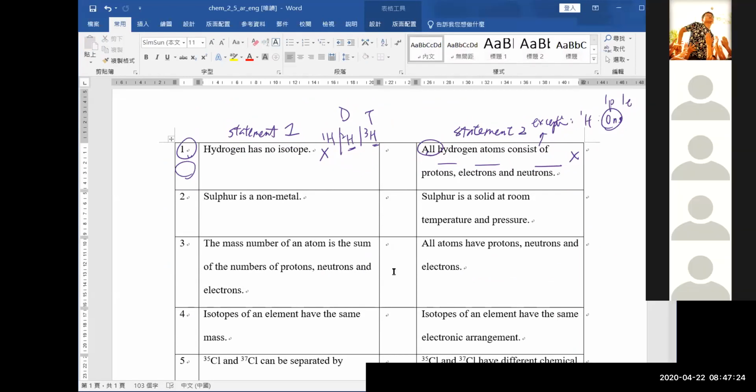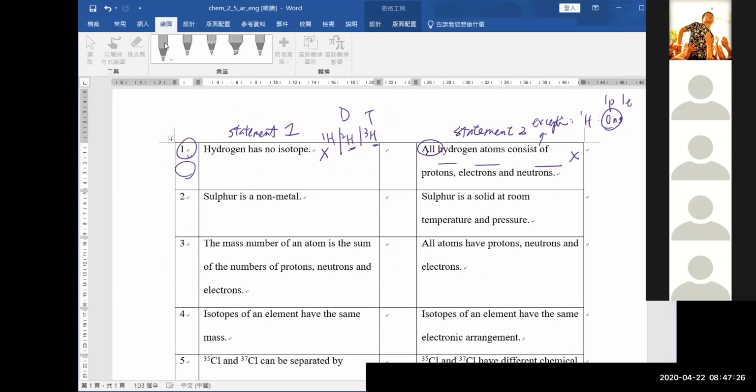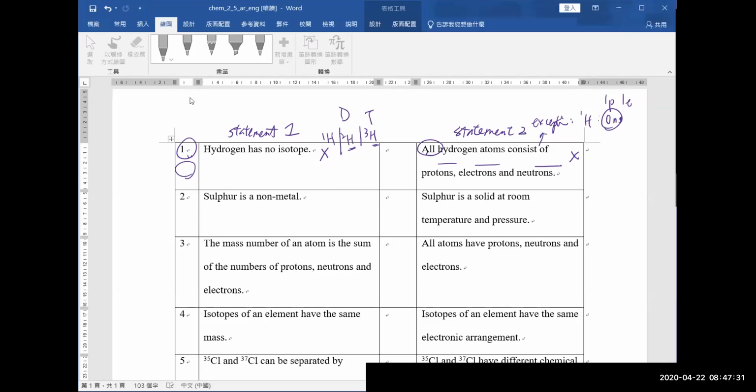How come it doesn't work? Let me see now. Yes, this is B. Yes, that's right. This is D and this is B. Both are correct. Okay, but you cannot explain.